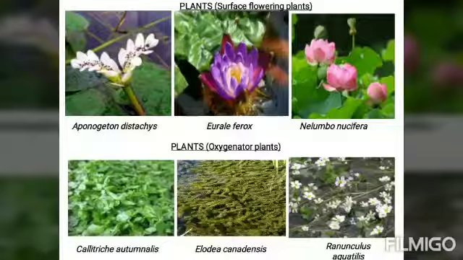Now the next is the oxygenator plants. These are some examples: the first one is Callitriche autumnalis, the second is Elodea canadensis, and the last one is Ranunculus aquatilis. So these are some examples of surface flowering plants and oxygenator plants.